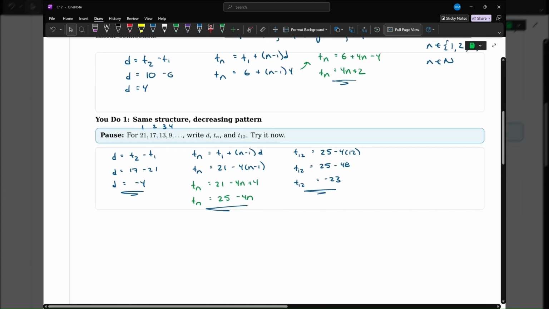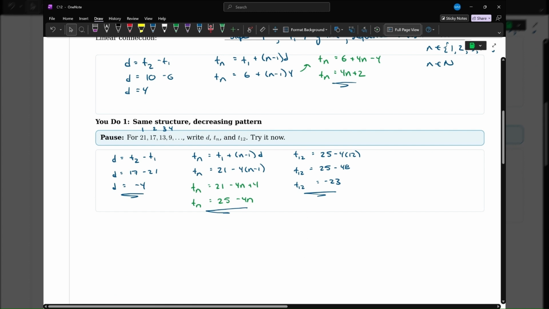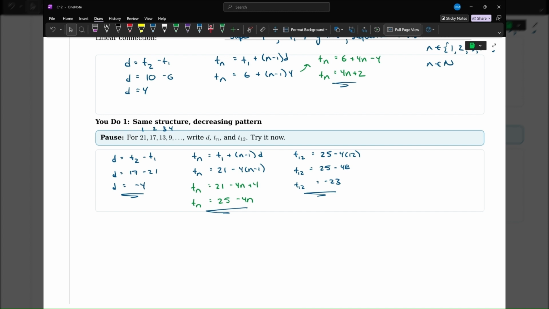Okay. So here is your solution. As you can take a look, we have that the difference is -4. My general term is 21 minus 4 times n minus 1, which simplifies to 25 minus 4n, which makes that connection explicit again.